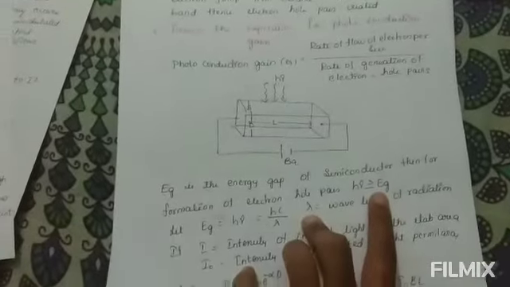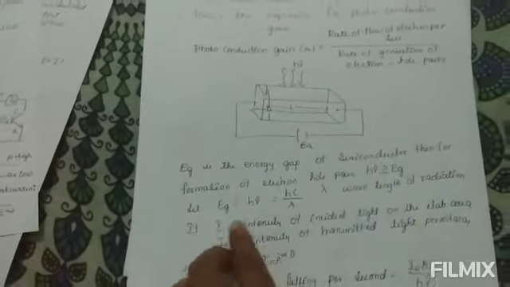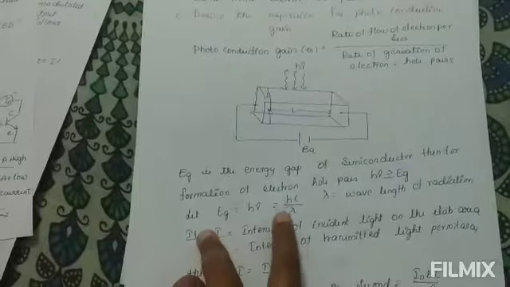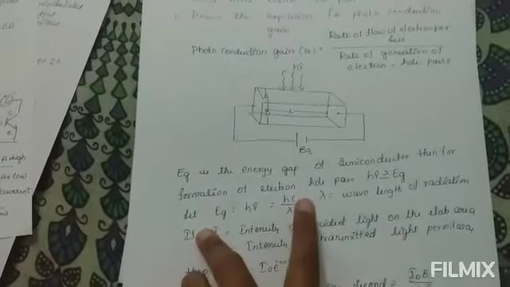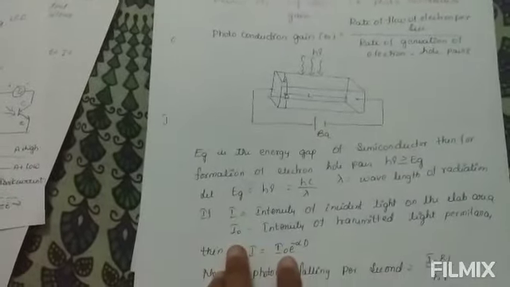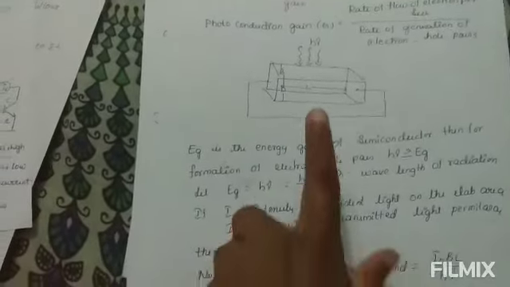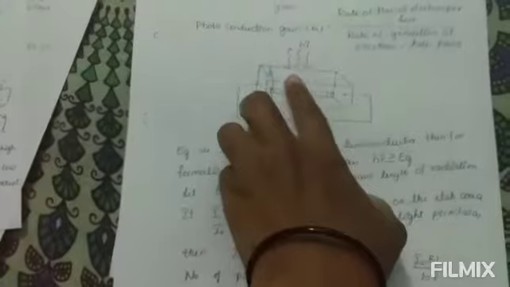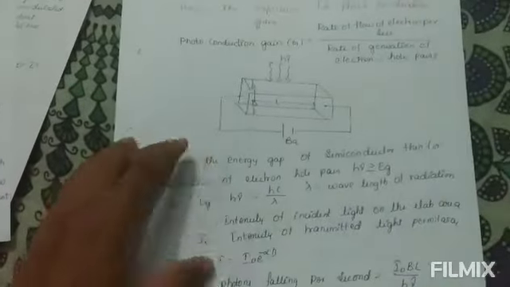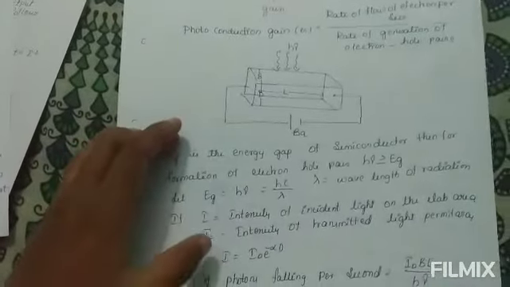Eg will be our energy gap, that is Eg = hν = hc/λ. Lambda will be our wavelength. I will be the intensity of light on a slab. I0 will be taken as the intensity of light transmitted.